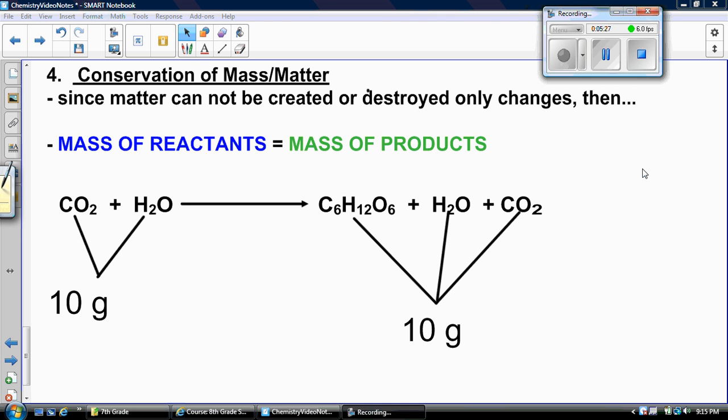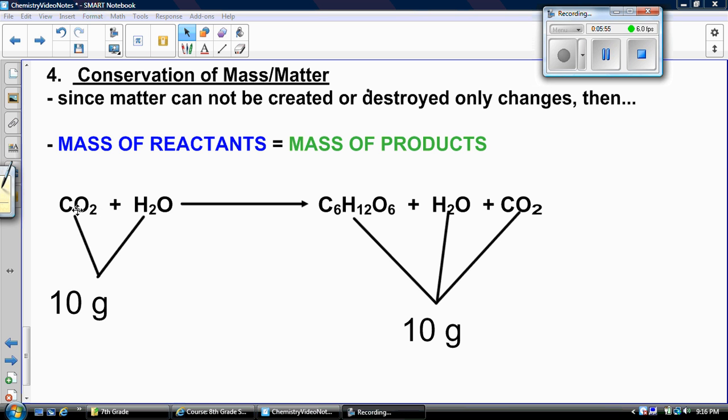Okay, so what this means is in a reaction, carbon dioxide and water are the reactants. Sugar, water, and CO2 are the products. If the reactants have a combined mass of 10 grams, then the products have to have a combined mass of 10 grams, because we can't create matter. We can't go from 10 to 20. We can't create matter. All we can do is change it.